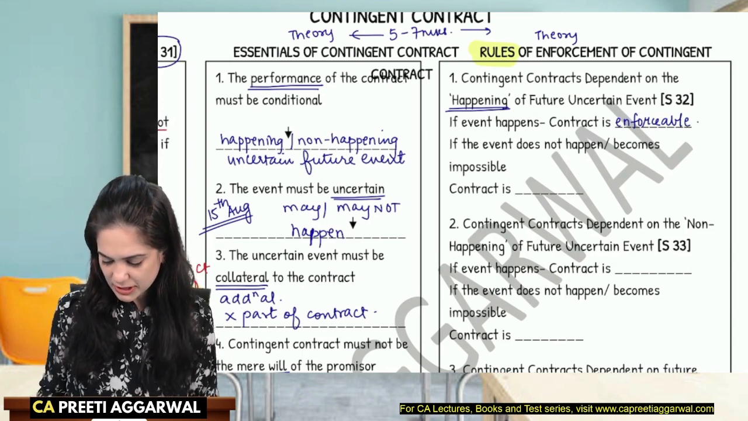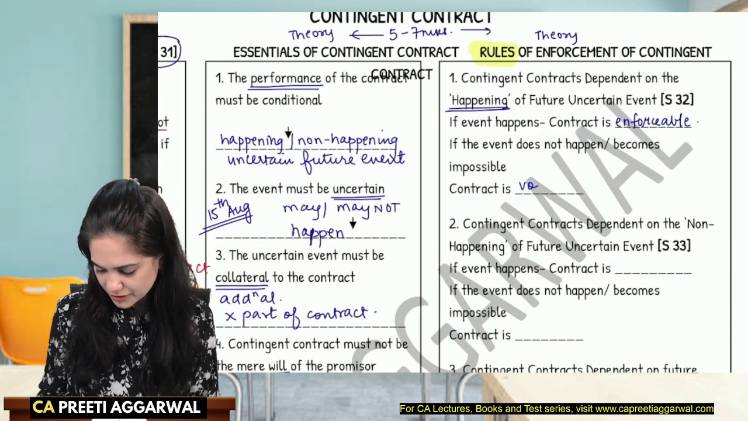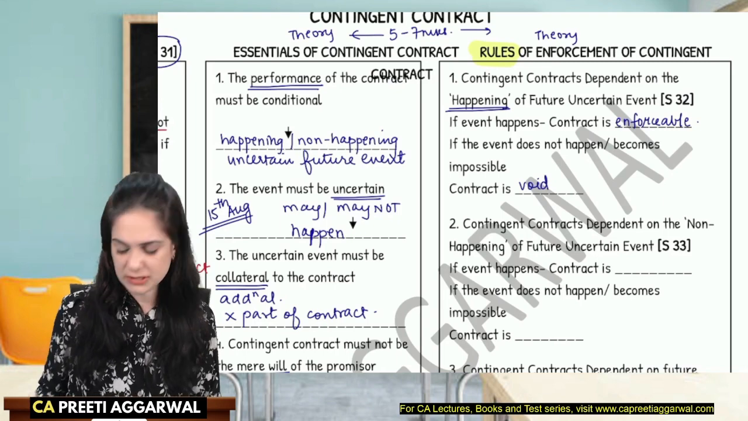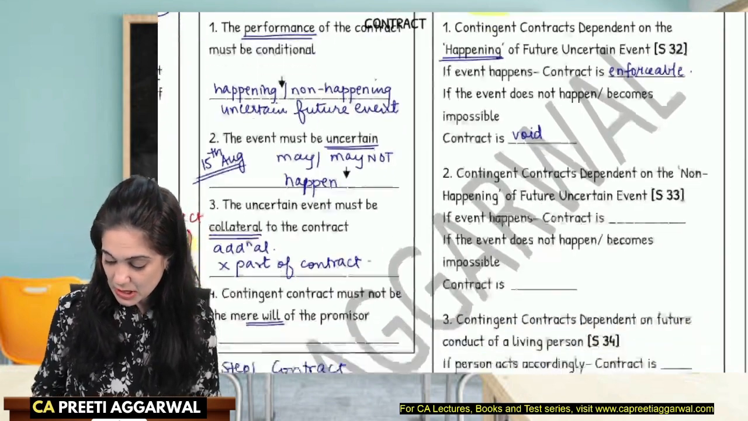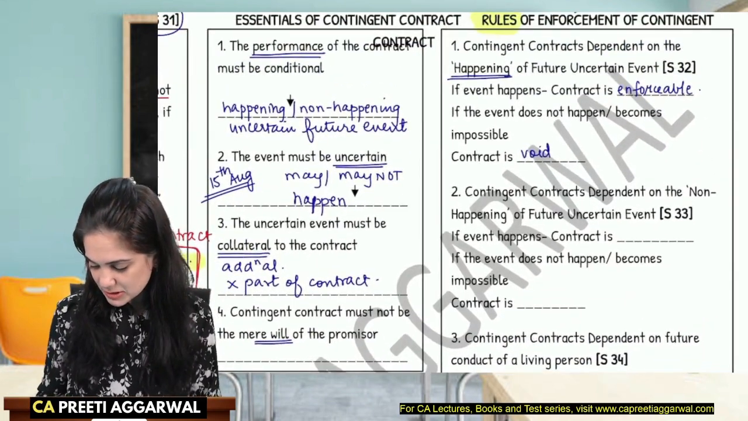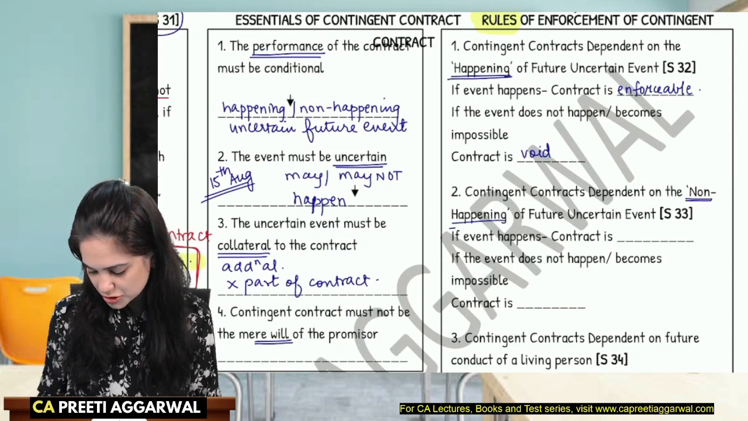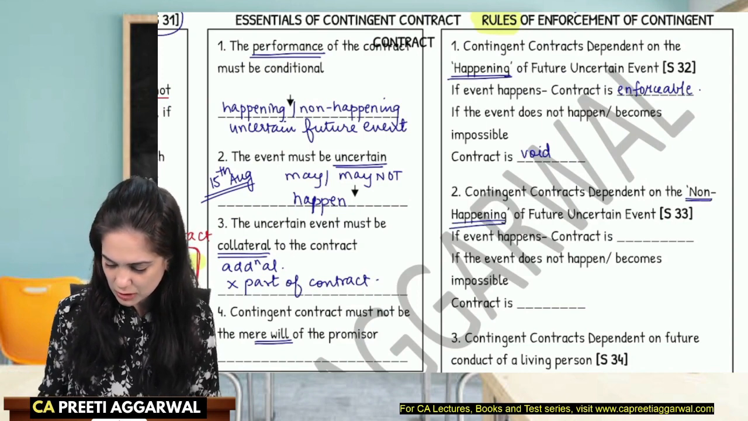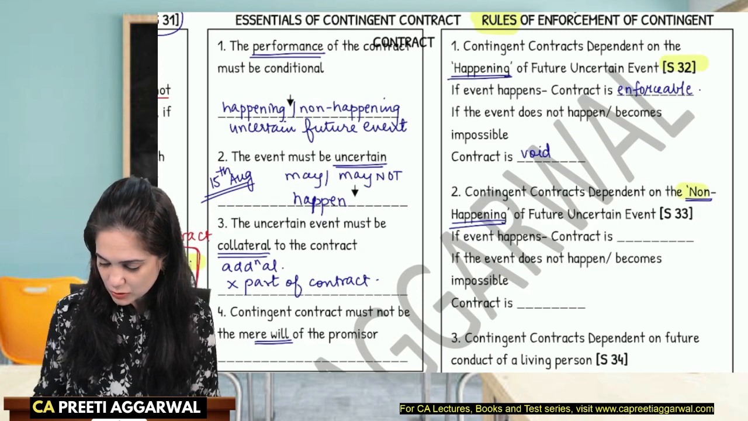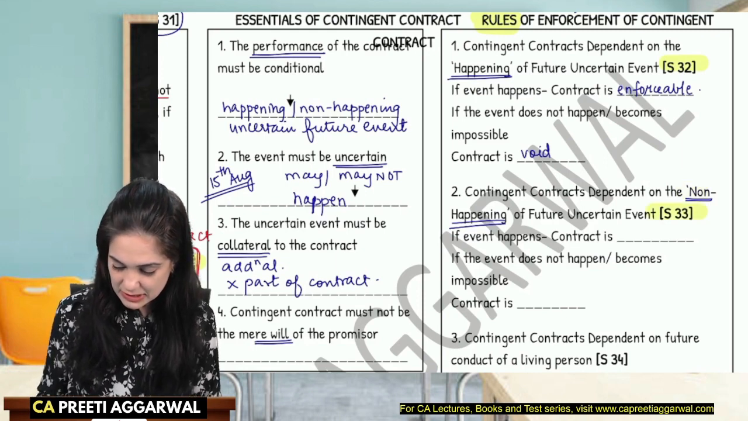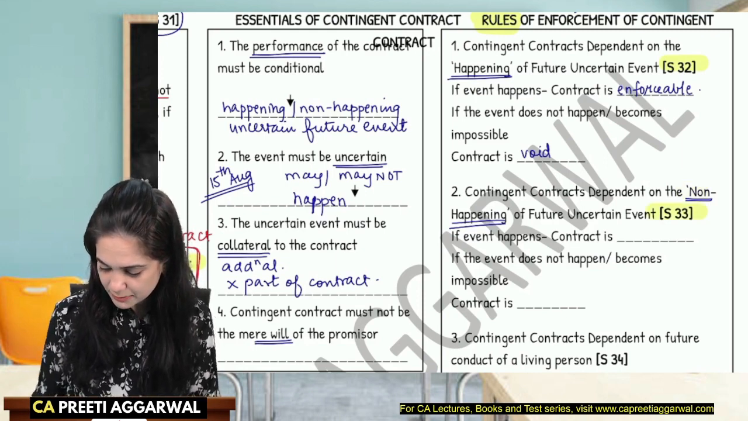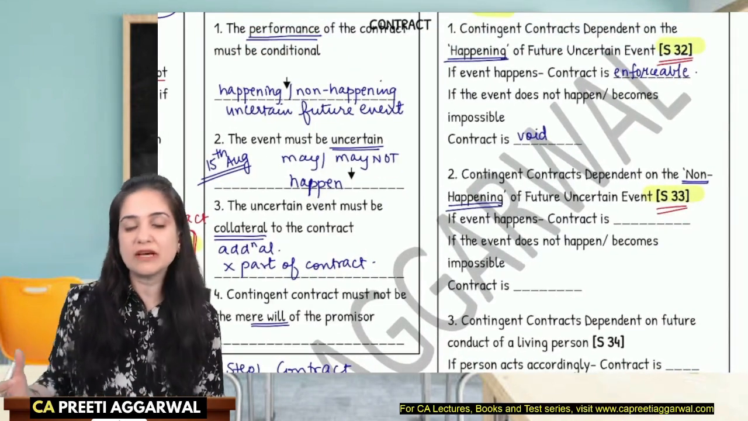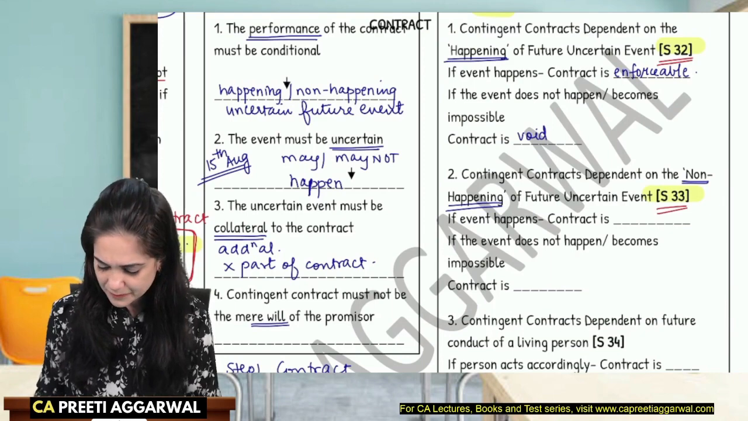If the event does not happen or becomes impossible, then the contract becomes void. It is unenforceable. Sometimes contingent contract depends upon the non-happening of a future uncertain event. So this was section 32, now 33. Please note one thing, students, that in this case, time is not mentioned. In both these cases, time is not mentioned, that by when the event should happen. So we will take reasonable time.